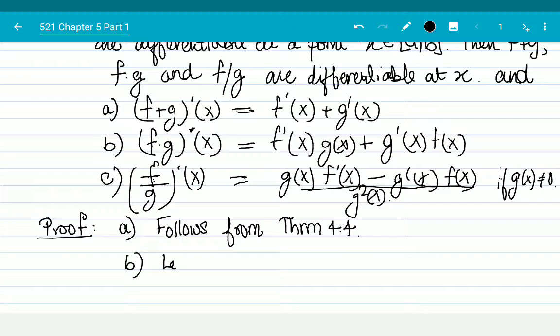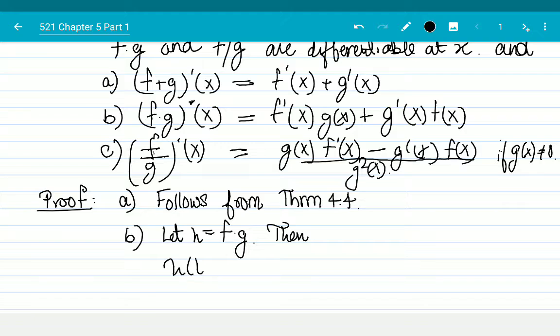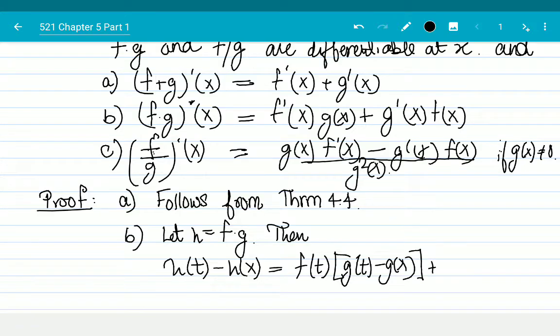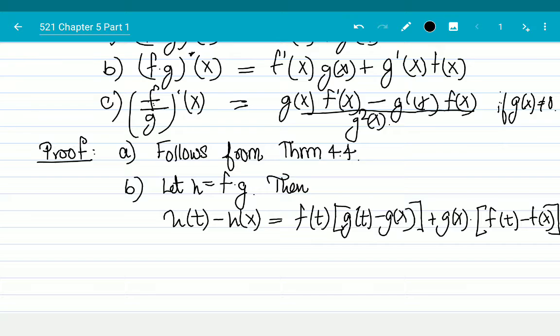For B, let h of x be equal to f times g, and then h of t minus h of x is equal to f of t times g of t minus g of x, plus g of x times f of t minus f of x. And now you divide by t minus x.